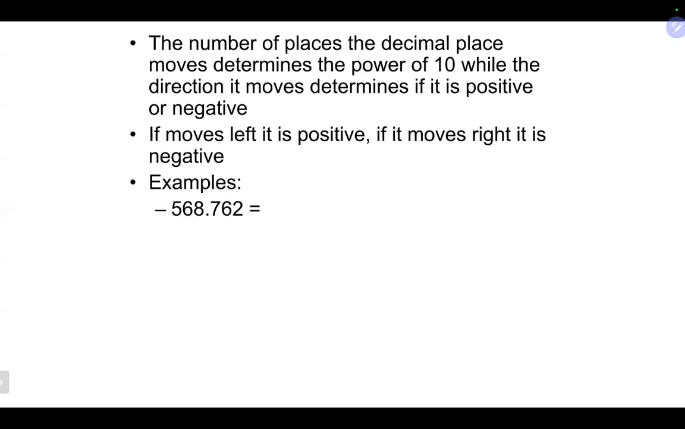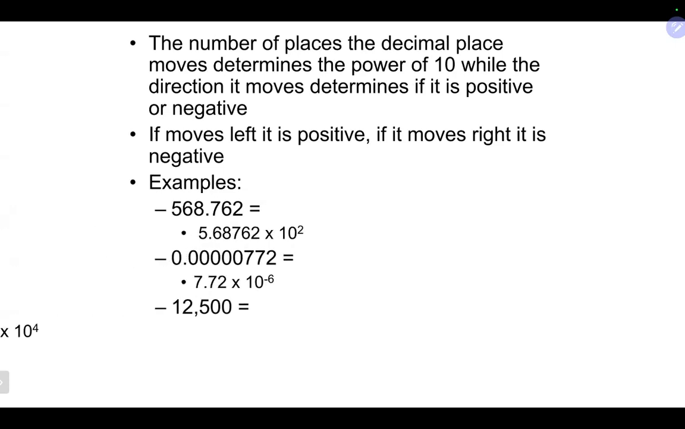So for example here, if we looked at these numbers and we converted them into scientific notation, none of them are negative, that's just PowerPoint, so none of them are actually negative. But here we have 568.762, and we want to convert it into scientific notation. We would move the decimal place 1 and 2 places over to do so. And we would end up with 5.68762 times 10 to the 2.